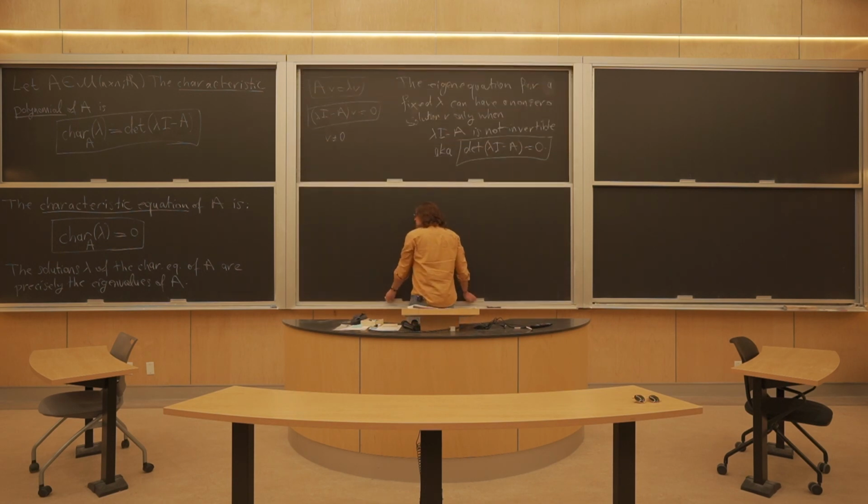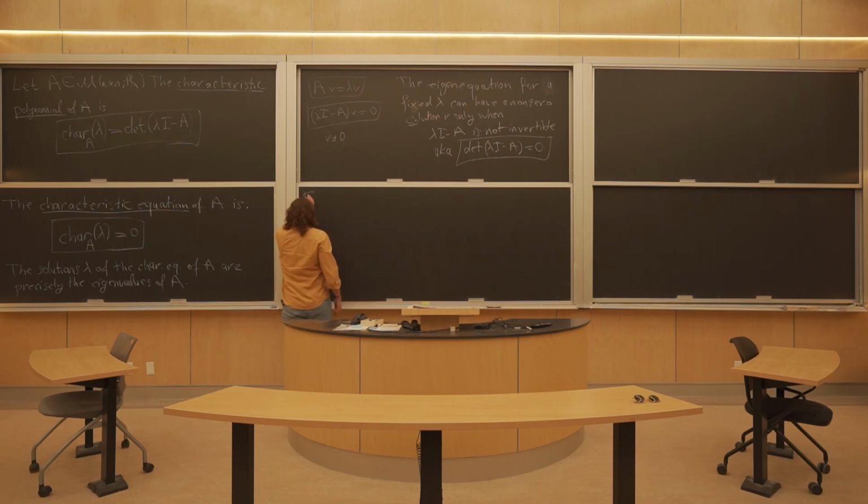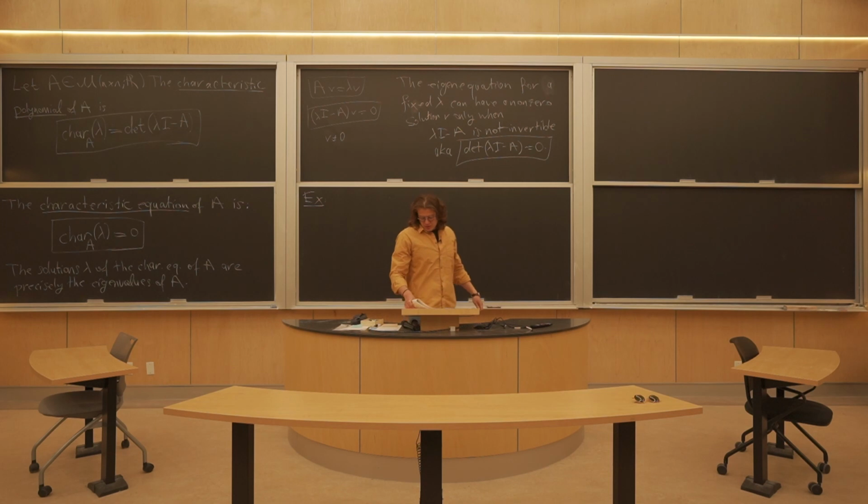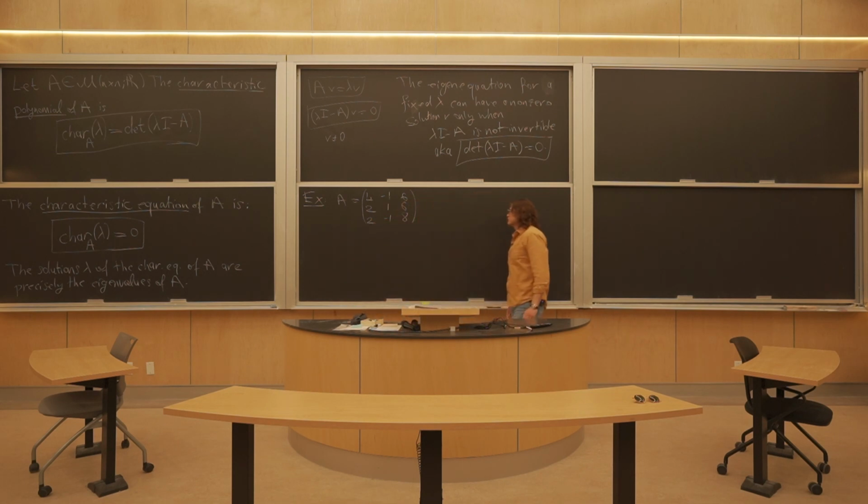Yesterday we did only 2 by 2, but of course we can do 3 by 3 as well. So here's an example. 4, minus 1, 6. 2, 1, 6. 2, minus 1, 8. That's my matrix. Okay?